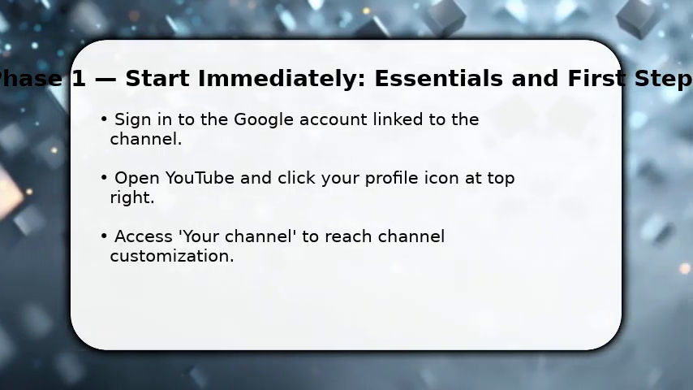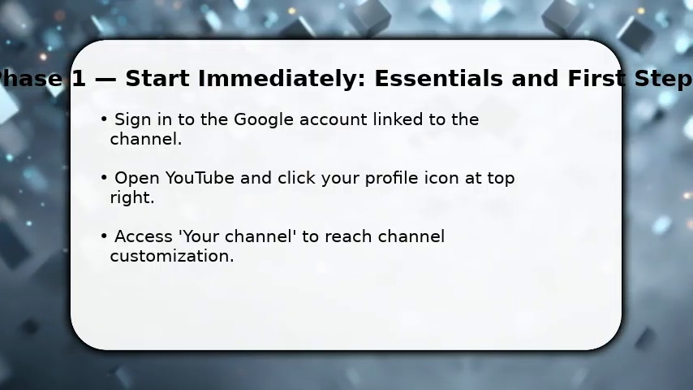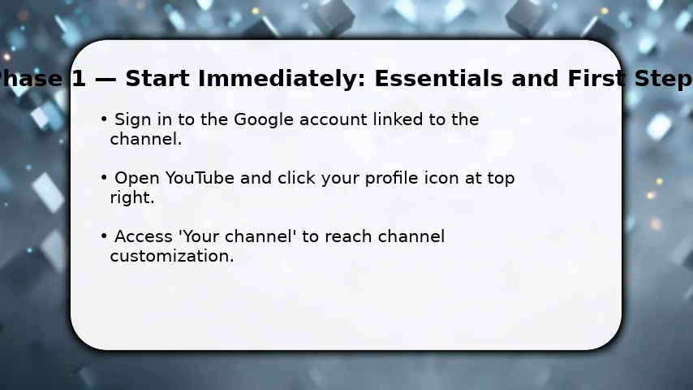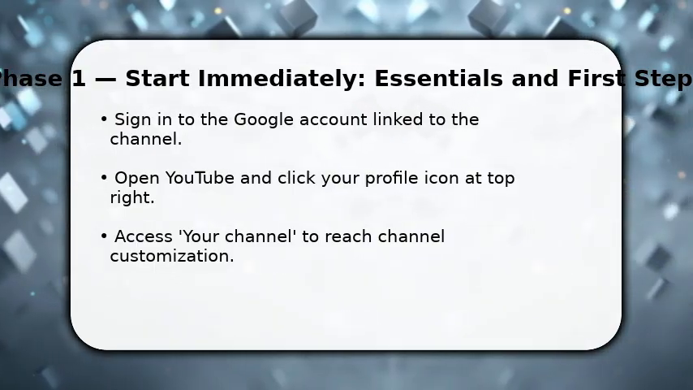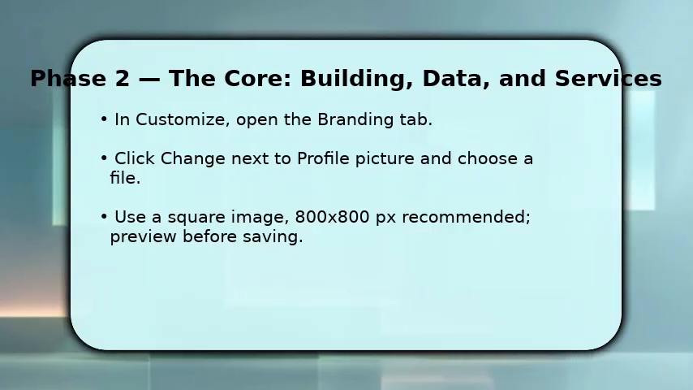Once you see your channel, click it to view the channel page. From there, select Customize Channel to enter the Channel Customization Studio. This is where you'll change the avatar and manage branding assets. In the YouTube Studio, switch to the Branding tab because that's where the profile picture lives.